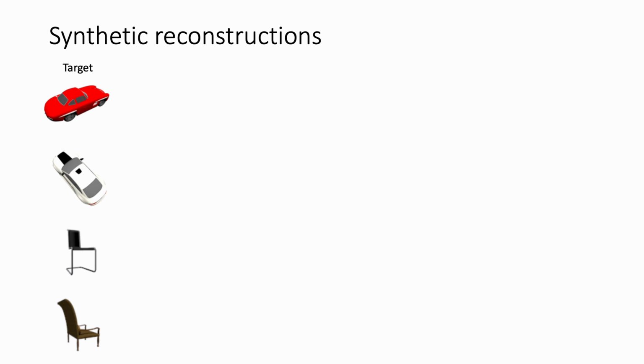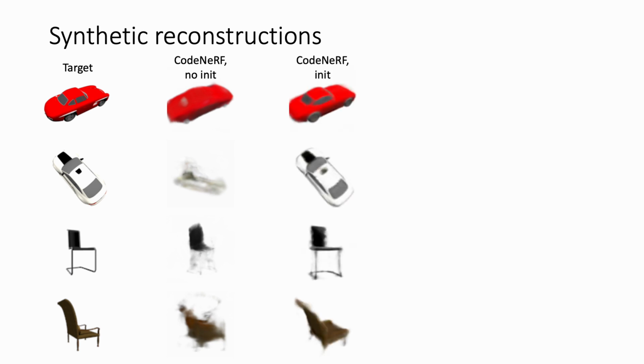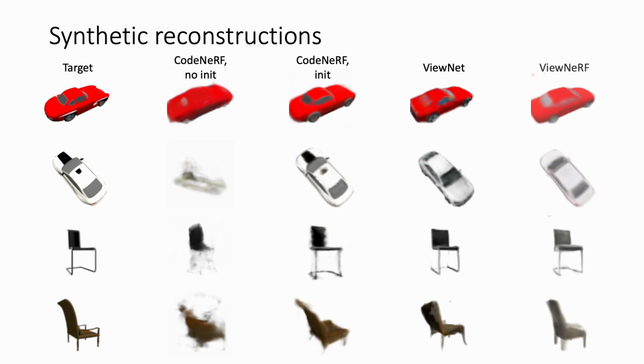Reconstructions during inference show that CodeNeRF, despite being supervised, struggles to produce good images when it is not given a good estimate for the pose. That is because of the difficulty of jointly estimating pose and appearance. When initializing the process from a nearby pose, it converges properly to a much more convincing image. Both ViewNet and ViewNeRF produce decent-looking reconstructions, although some details can be missing, like the black strip on the hood of the car.